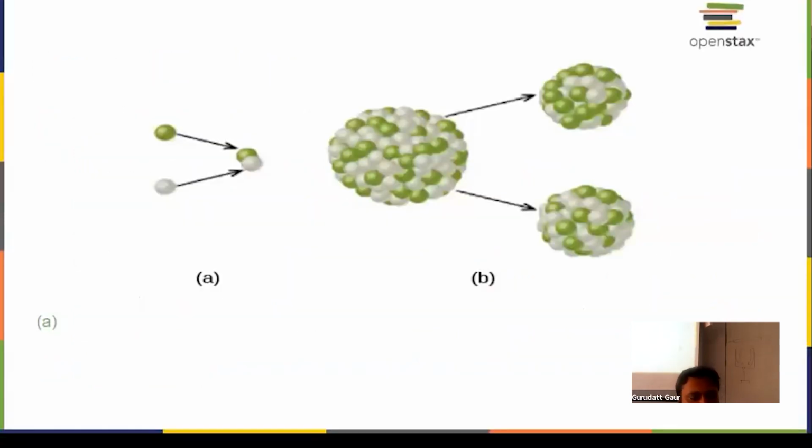So what is this? Picture A: fusion, two light nuclei coming together and forming a heavier nucleus. And the second picture is fission, a very heavy nucleus converting into two smaller nuclei. Right? So practically, energy is released in both of these reactions.